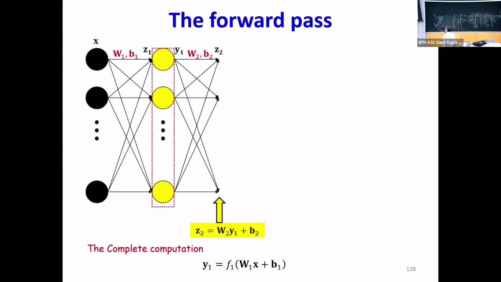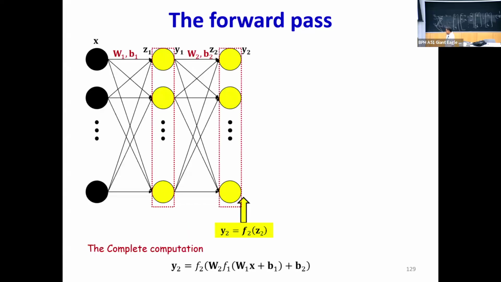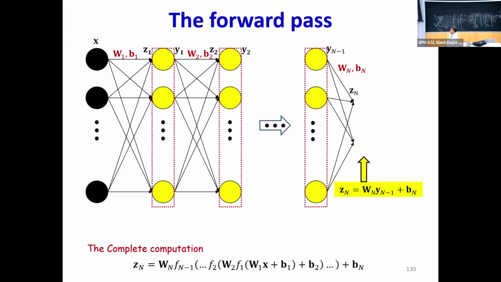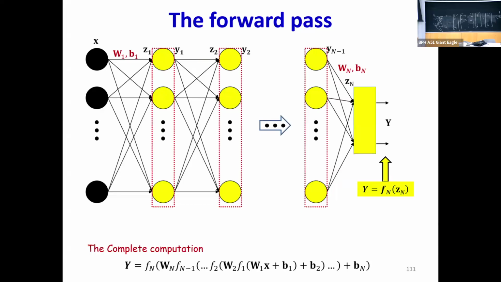And then subsequently, I can compute the z's for the second layer, which is just w2 y1 plus b2, right? Weight times y's plus bias. That's the affine function, right? And so that gives me the affine vector for the second layer, which I can put through an activation. And so I get the y's for the second layer, right? And then I can just keep doing this till I finally get the affine values for the final layer, and I put it through my activation function, and I get my output.